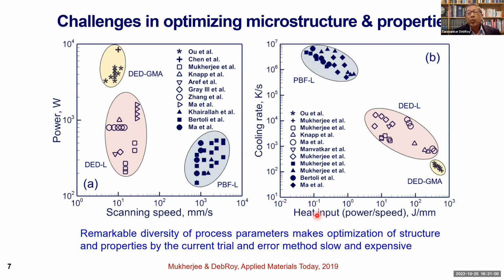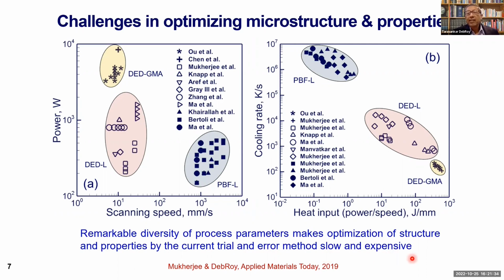And heat input, which is the ratio of power to speed, is a measure of the amount of heat deposited per unit length of the specimen, and that also varies 10,000 times. The main point is there is a huge diversity of process parameters that makes optimization of structure and properties by trial and error method very slow and very expensive.